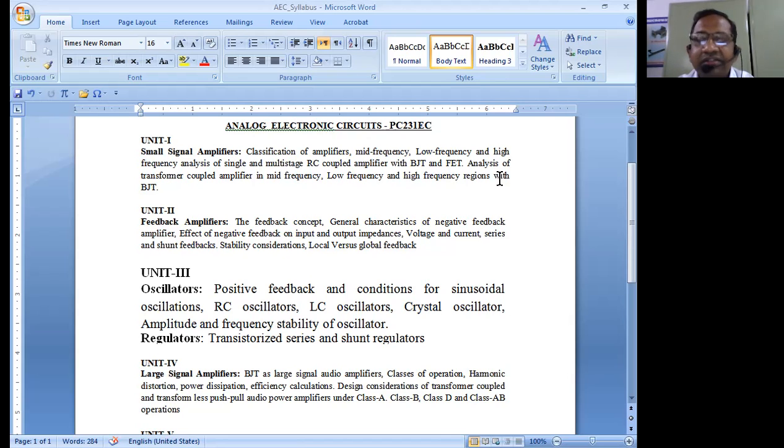If you practice, then only are you going to get the concepts of the AEC subject. Why? Because in AEC, 60% of the examination will be given from the problems. Only 40% is going to focus on the theory part. So the scoring is going to be easy if you practice in the AEC subject. If you practice AEC problems, that means the analysis part, then you can definitely score well in this AEC subject.